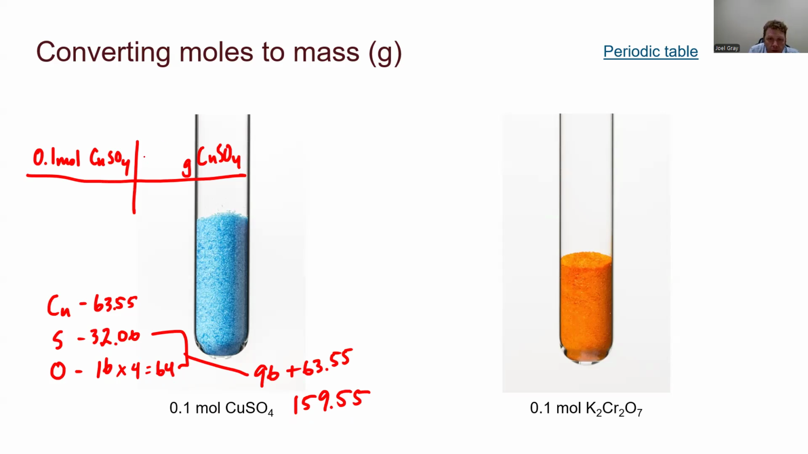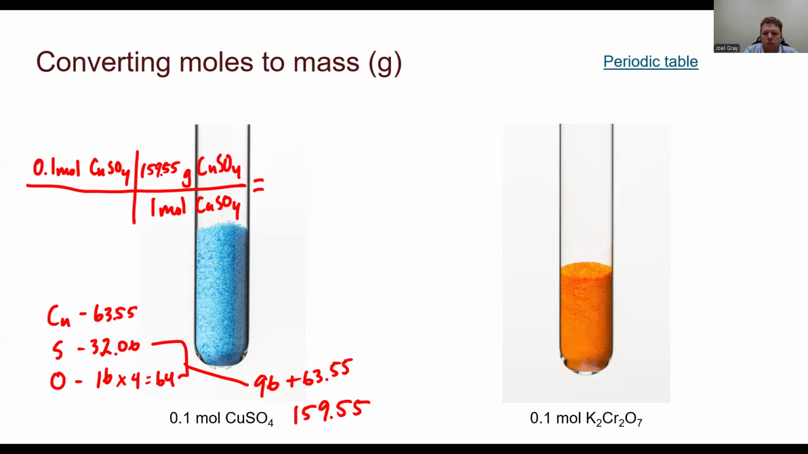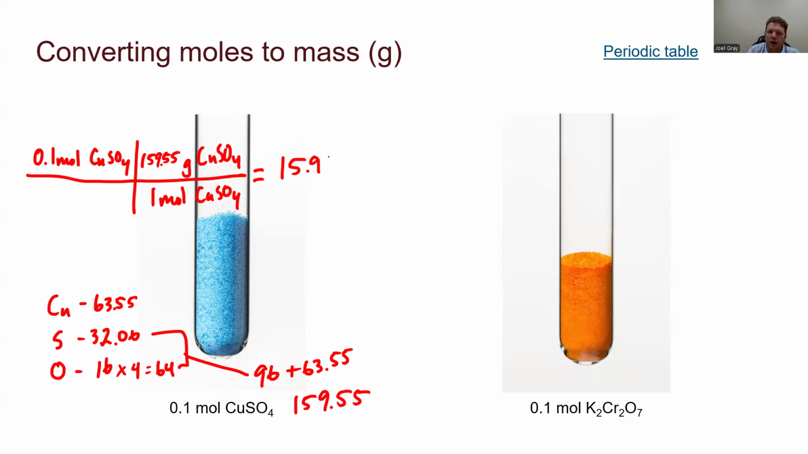Okay, so that means what I can write here is 159.55 grams of CuSO4 is the mass of 1 mole of CuSO4. So 0.1 times 159.55. And that gives me 15.955 grams of CuSO4.